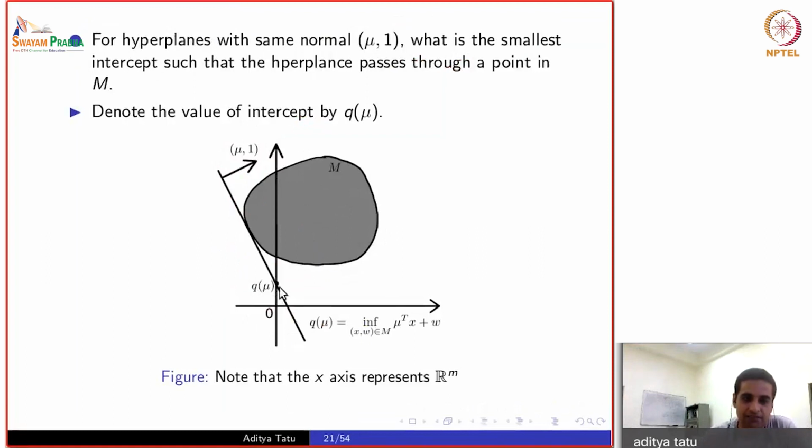That intercept is a function of the normal, since I'm not changing the normal vector mu. That function I can represent as q of mu. That is my q of mu. And I can write this q of mu as the infimum over all x, w in my set M of mu transpose x plus w.